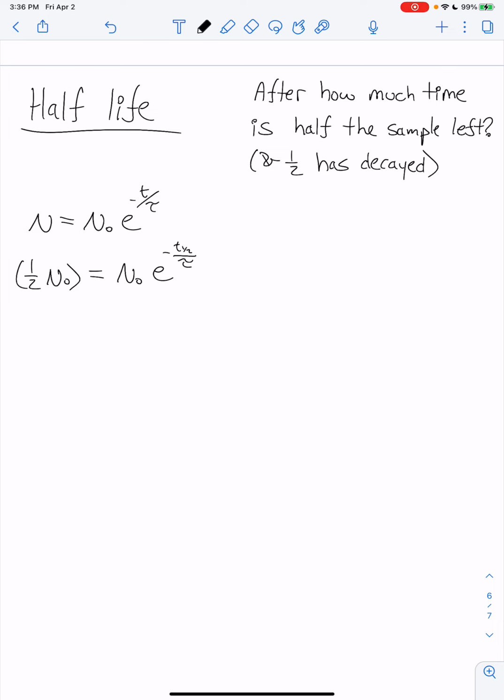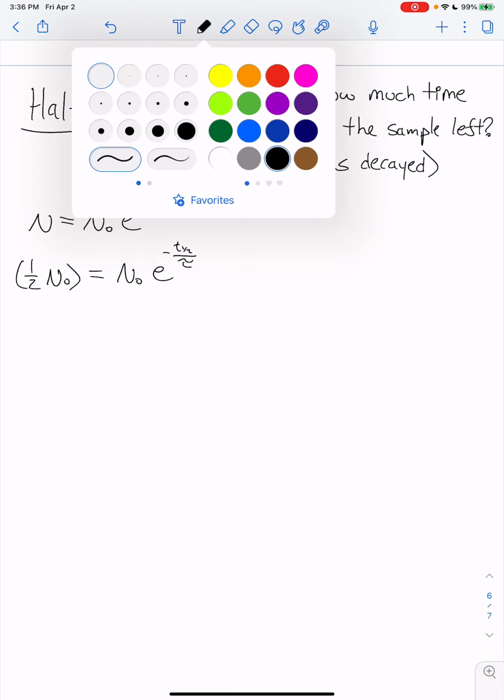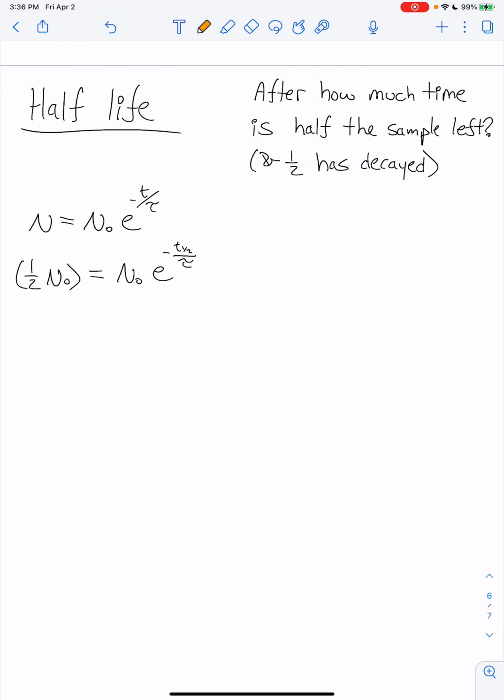Immediately we know that we can cancel these N naughts. And so now we have 1/2 is equal to e to the negative t 1/2 over tau. And we want to solve this for t 1/2. To do that, we're going to take the ln of both sides.